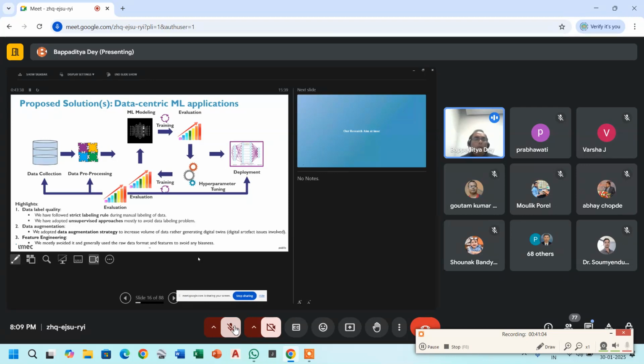What does it mean? We have adopted mainly an unsupervised approach, and that is basically the generic approach that scientists have also started thinking about over the last few years. Okay, there's augmentation. We adopted data augmentation to increase the volume of the data rather than generating digital twins, because as I said, there's always a problem that you are going to introduce some digital artifact, which is very catastrophic for any manufacturing industry, not only for semiconductor. Feature engineering, we mostly avoided it so as not to introduce any bias into our data. That means we wanted our model to learn from the raw data as much as possible.